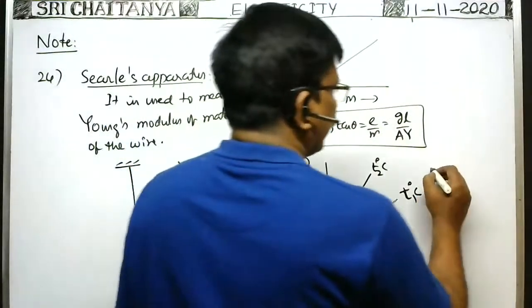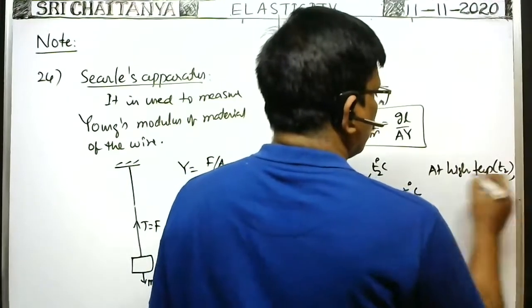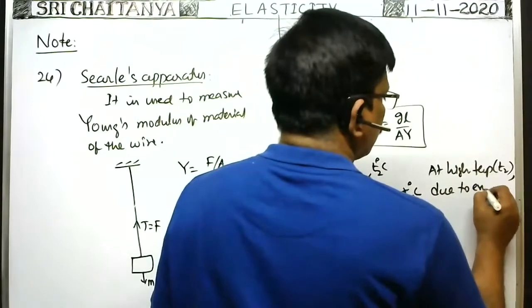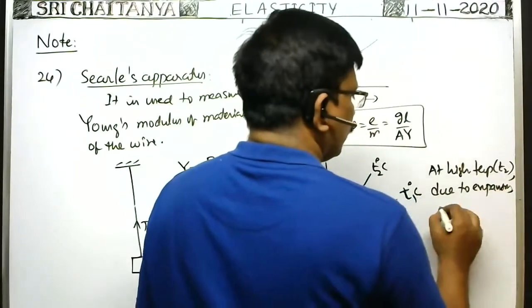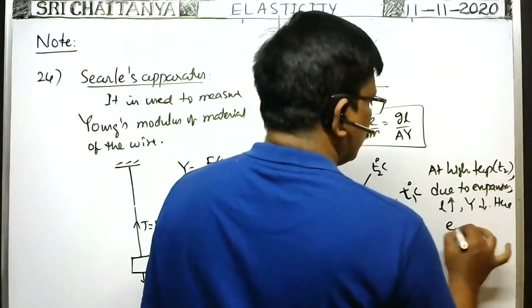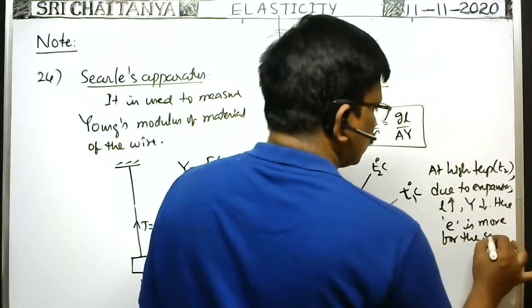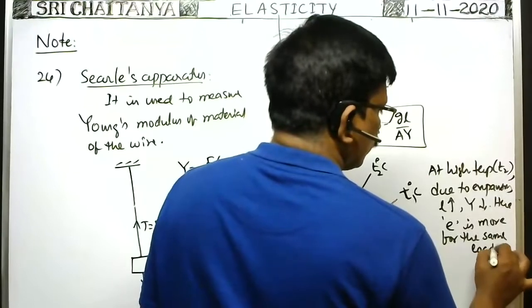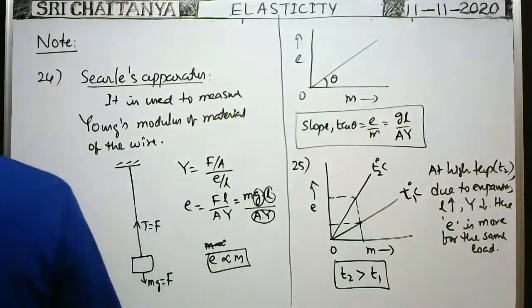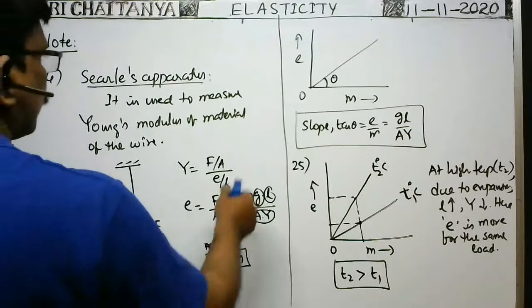Okay. So at high temperature T2, due to expansion, L increases and Y decreases. Hence e is more, elongation is more for the same load. That is the case. Okay. This is 21. Next, one more point. 26th one.